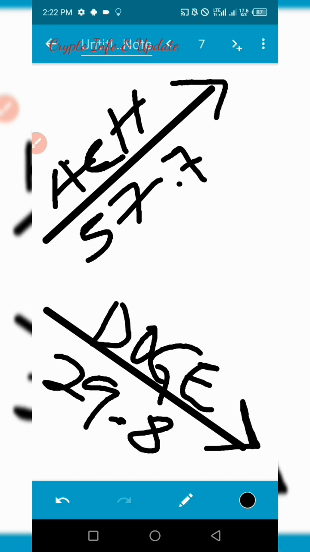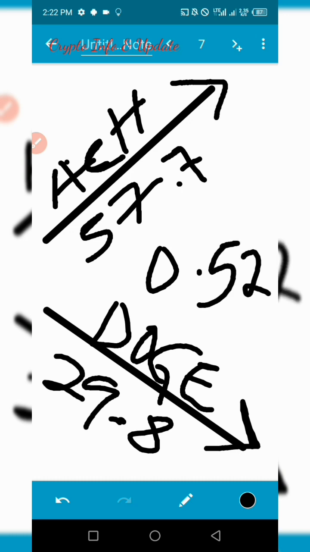We got 0.52, right? And our sixth point said the pair range value must not exceed 0.76. So if it doesn't exceed 0.76, it means it's a perfect opportunity to enter the trade, or you have a perfect entry. That's a perfect signal to enter the trade where pair trading is concerned.